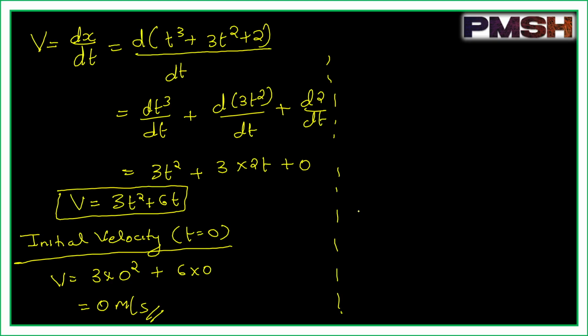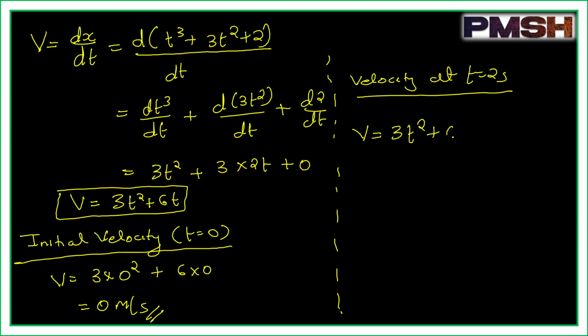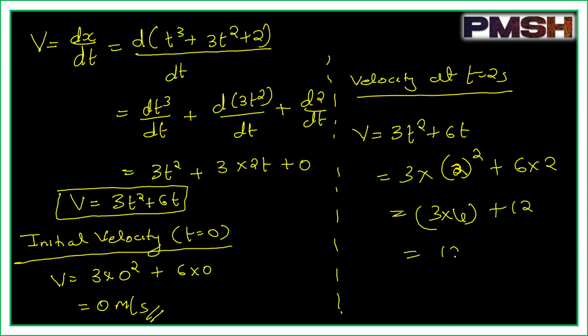Now you want to find the velocity at t is equal to 2 seconds. So just substitute t is equal to 2 seconds in the expression for velocity. That is v is equal to 3t square plus 6t. That is 3 into, sorry, 2 square, right? 3 into 2 square plus 6 into 2. 3 times 4 plus 12. 12 plus 12, that is going to be 24 meter per second. Am I correct? It is 24 meter per second.